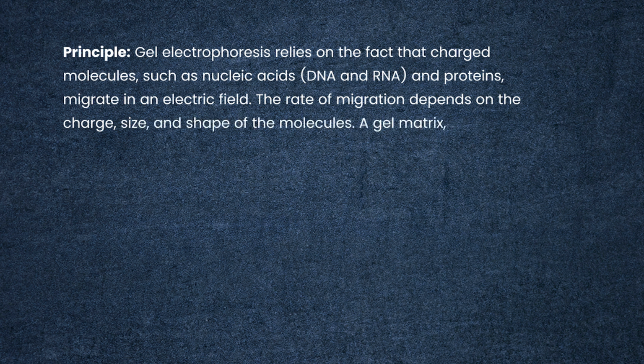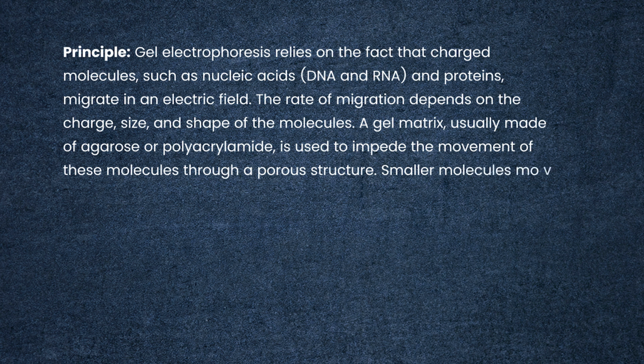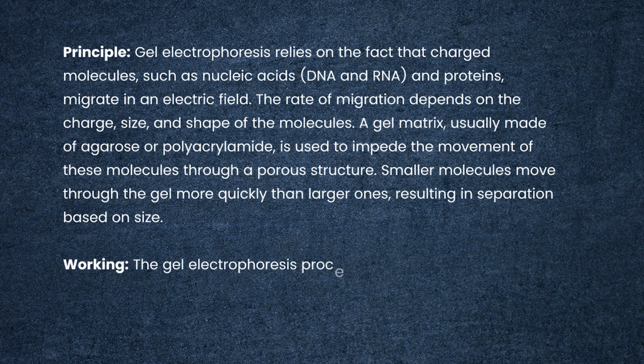A gel matrix usually made up of agarose or polyacrylamide is used to impede the movement of these molecules through the porous structure that they have. Smaller molecules move faster on the gel than the larger ones, resulting in separation based on size. Talking about the working of gel electrophoresis, the process involves several key steps.